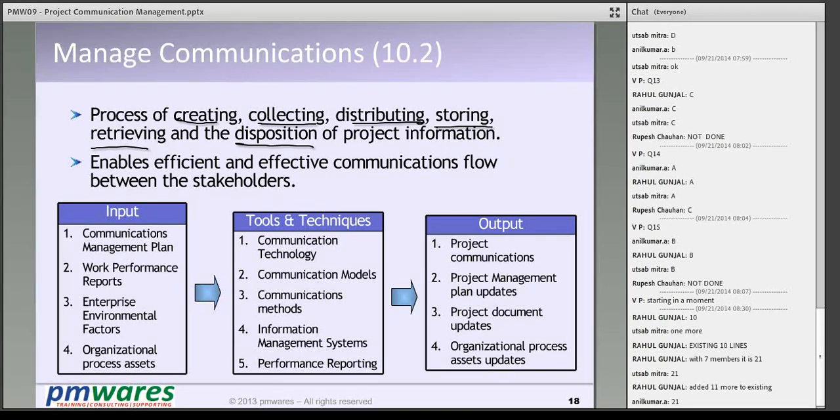So you have a communication plan. Based on that, you create the project information, collect and compile it, distribute it, store it for later retrieval, and once it is expired, you dispose it. Work performance reports mean the execution data, the performance which is going to be distributed. Once you do the cost and schedule monitoring, you forecast and prepare a work performance report.